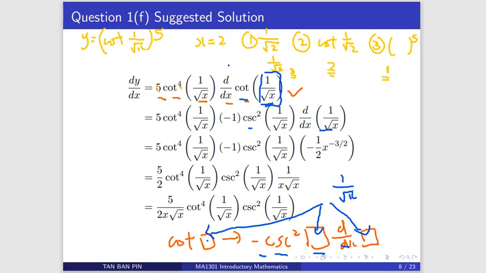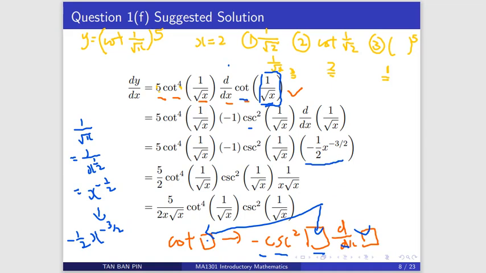Finally, you'll be differentiating 1 over square root x. How to differentiate it? You write 1 over x power half as x power minus half. Differentiating x power minus half gives you minus half x power minus 3 over 2. And after that is the simplification part. You are done with differentiation.